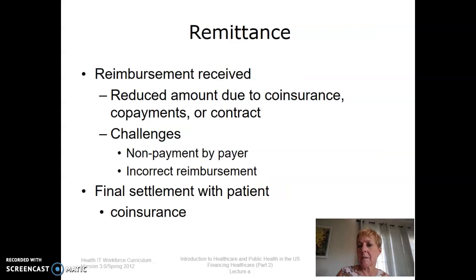So the remittance is the amount of reimbursement that a person receives. And that reimbursement, I might bill for $100. But the reimbursement received could be a reduced amount due to a co-insurance or a co-payment or a contracted amount. Challenges to reimbursement are non-payment by a payer or incorrect reimbursement. Final settlement with the patient is the final payment, and then it's paid for.